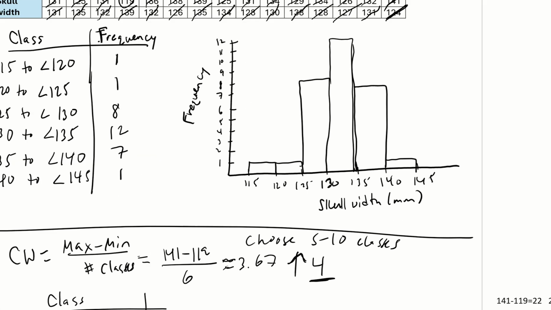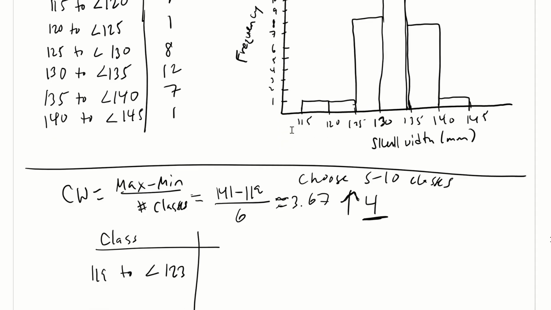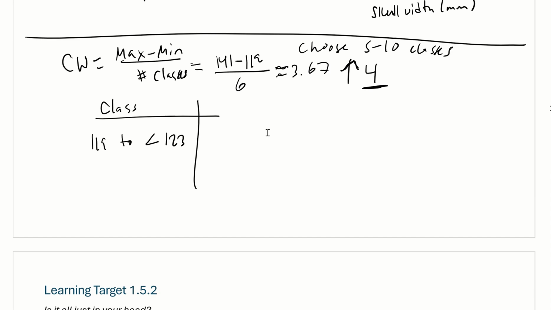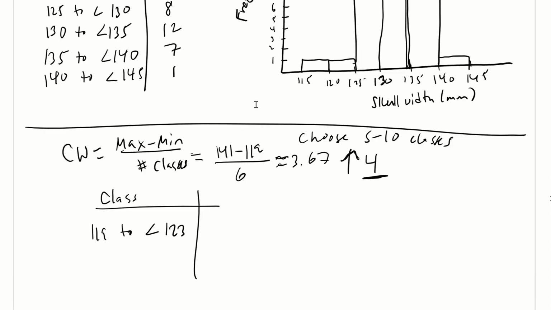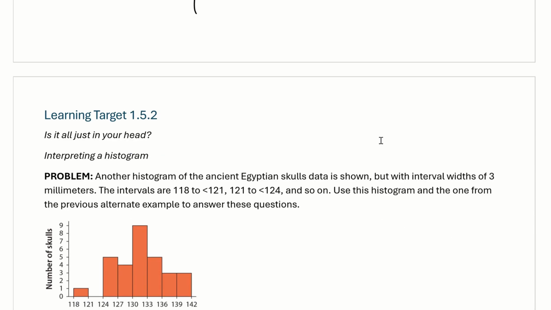But that's perfectly fine if it's slightly different than what they instructed on here, because if they don't give you the instructions, then you have to figure out what you need to do, right? And so this is what you would have to do. You would choose how many classes you want. This is how you would do it if they give you no instructions whatsoever, and then you keep doing that. All right. Okay, so here we go.